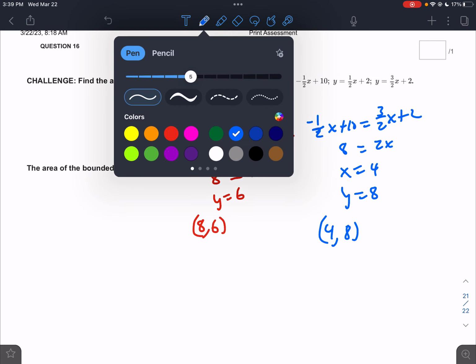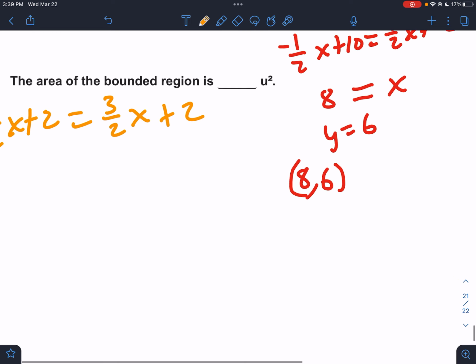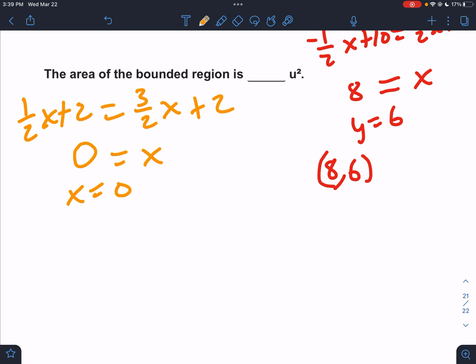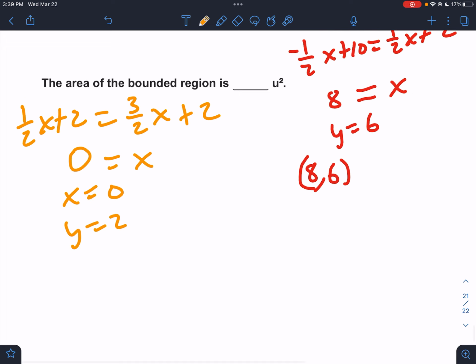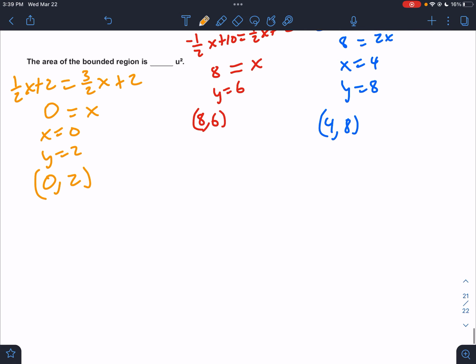And then my third situation would be 1/2 x plus 2 equals 3/2 x plus 2. Subtract 1/2, that would be 1x equals 0. So x equals 0, plug in 0, y equals 2. I get 0, 2. So those are my 3 coordinates.